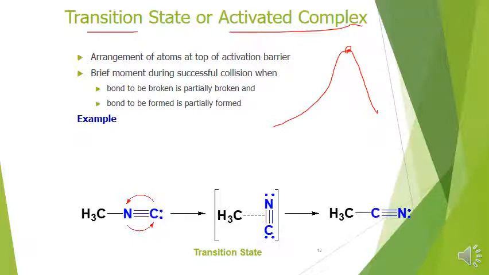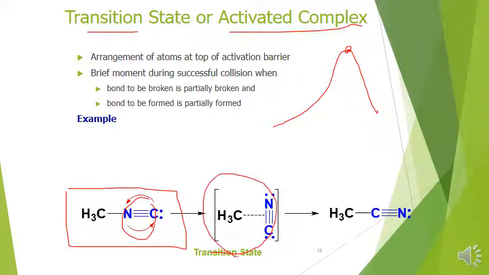Here's just an example. You have this guy here, and what has to happen is that these guys have to swap places, and then this would be your intermediate, or your activated complex at the top here. And it takes quite a bit of energy to make that. But once it makes this, the reaction goes downhill and makes your product.